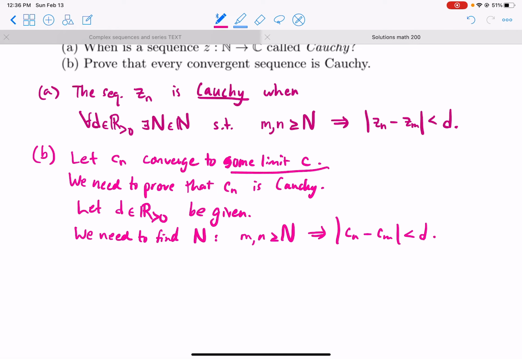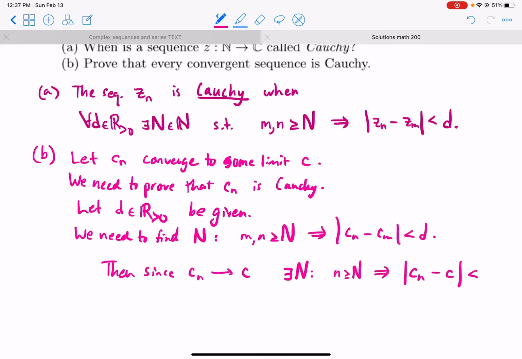Well, we assumed that the C sub n converged to C. Now, let d be given. Then, since the C sub n converged to C, there exists N such that, maybe when we go past that point, then the C sub n and C are less than d over 2 away from each other.